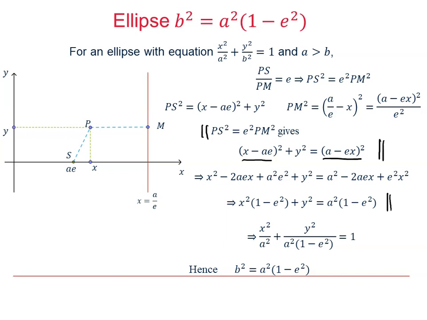Divide through by 1 minus e squared, and we end up with y squared over a squared (1 minus e squared). But in the standard equation, of course, that is equal to b squared, so that b squared is equal to a squared (1 minus e squared). Pause the video, take a little bit of time to look through that and make sure you could reproduce it should you be asked to.